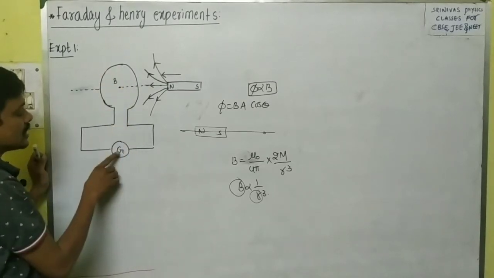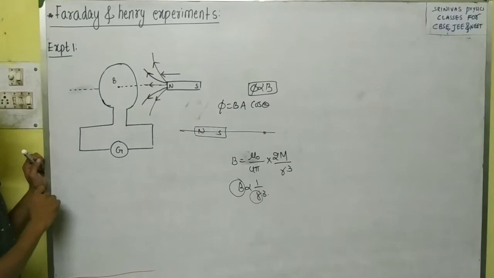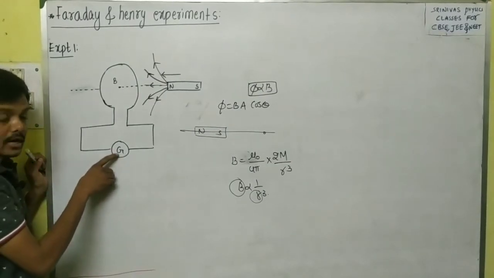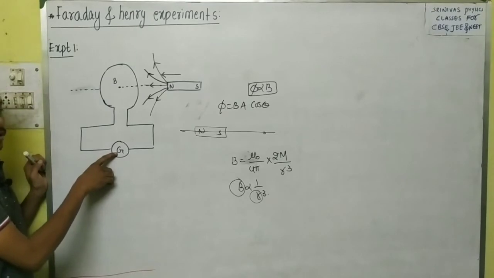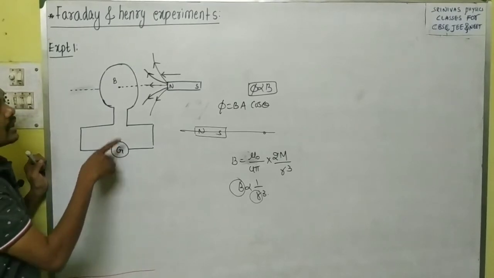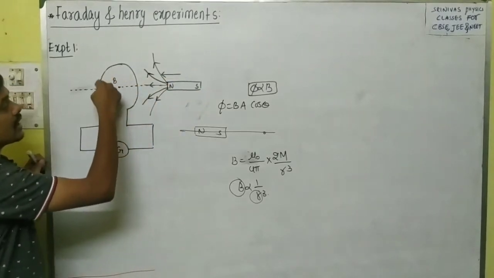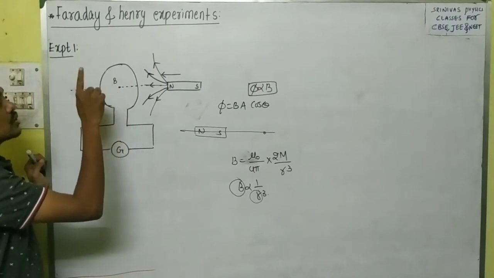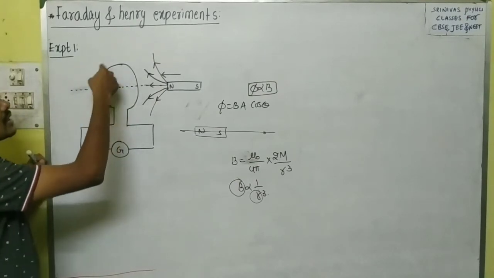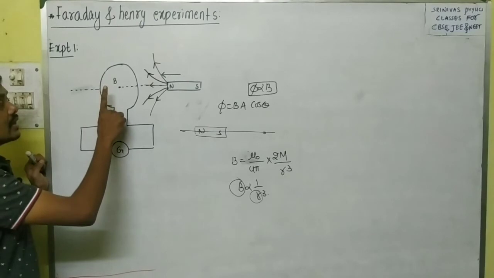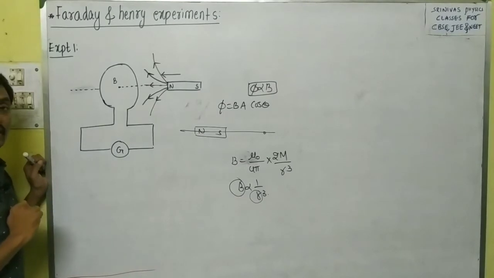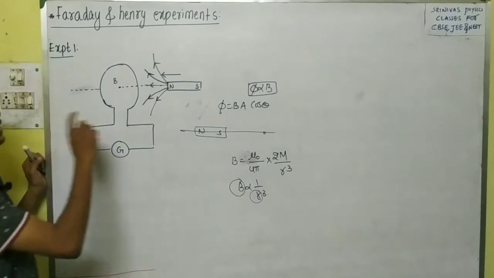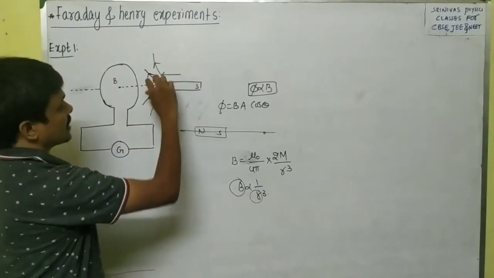Due to that, they observed the deflection in the galvanometer. Practically, they observed the deflection in the galvanometer. Okay, right. What happened here? When we move the magnet, the magnetic flux is changing. Due to the change in magnetic flux in this coil, either current or EMF is induced. Due to that current, the galvanometer deflects. This is observed when they moved the magnet.